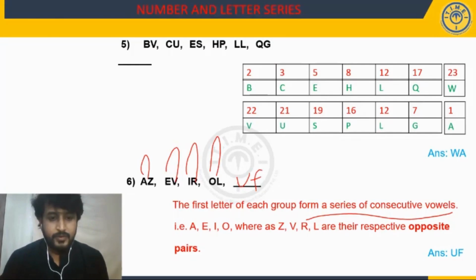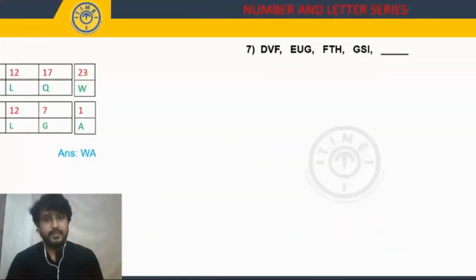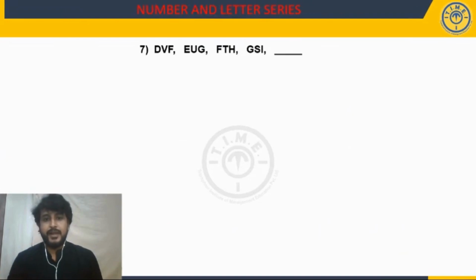Okay. Let's move to question number 7. Here each group consists of how many letters? 3 letters. But the procedure will remain the same. There will not be any change in the procedure. But here it will take some extra time to answer the question.